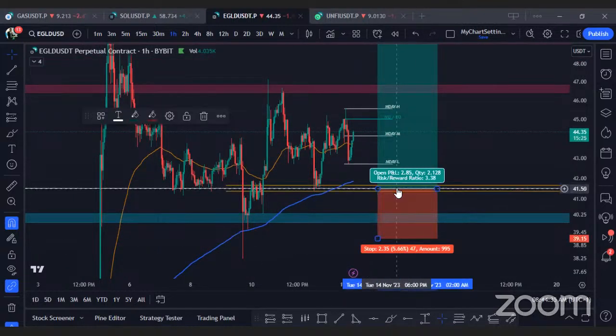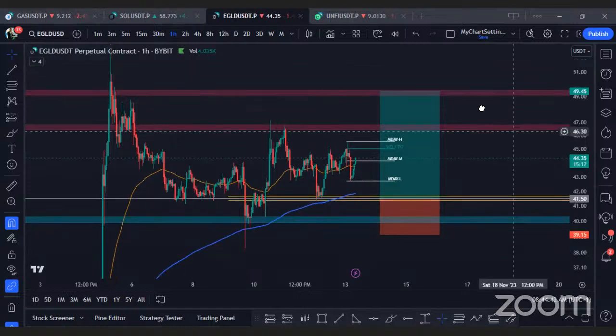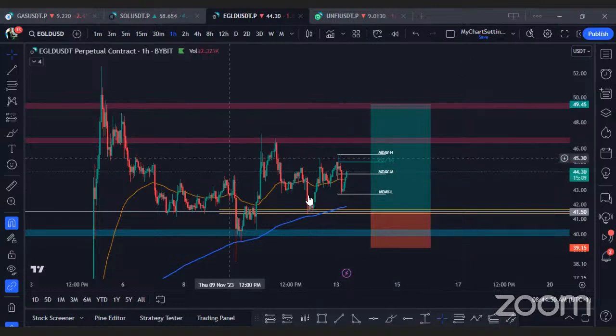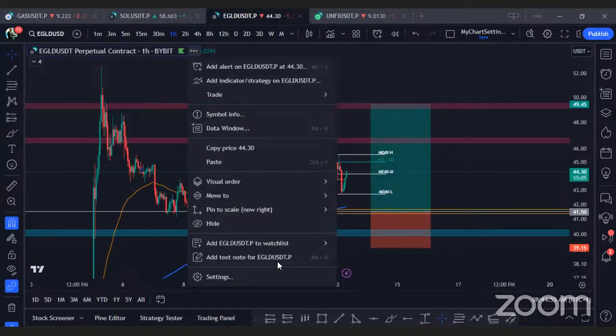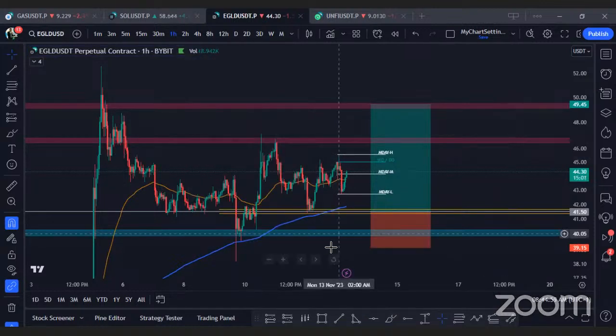So have your entry here, and then your second entry at 41.5. Your second entry will be around $40, and see how that will play out. So for EGLD, that's basically what I'll be looking at. Let's see how that plays out. Maybe this will go back up there before it comes back down. I don't know. But you just monitor this market and see how it plays out, then you trade it accordingly. But for my long setup, this is what I personally will be looking at for the EGLD trade.